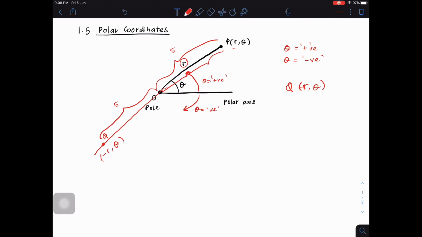The value of r is the same for both P and Q, but the value of theta for Q is actually theta plus pi. The theta you get here, plus pi, is the theta for point Q. So this is basically the polar coordinate system.